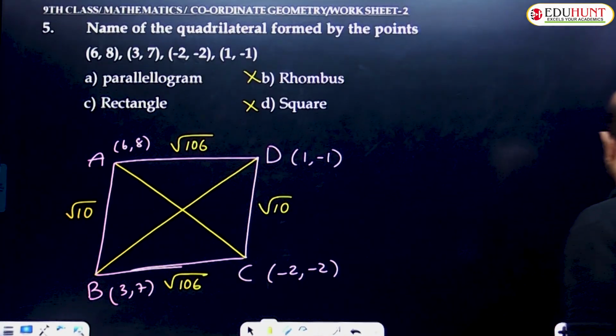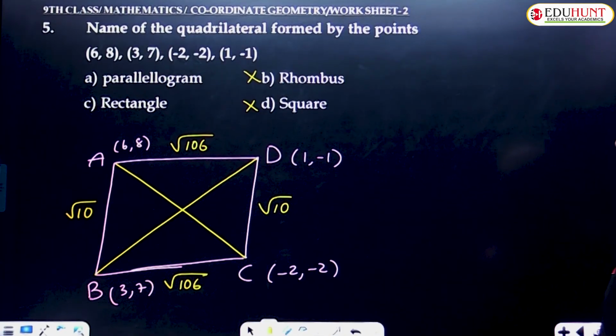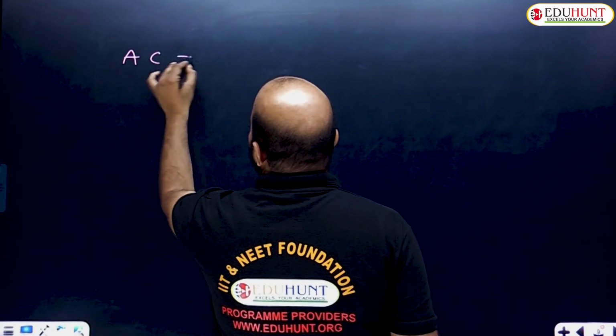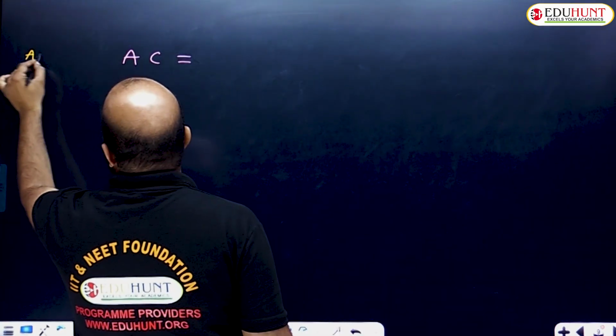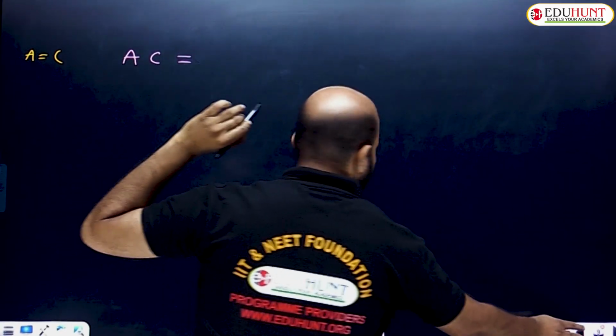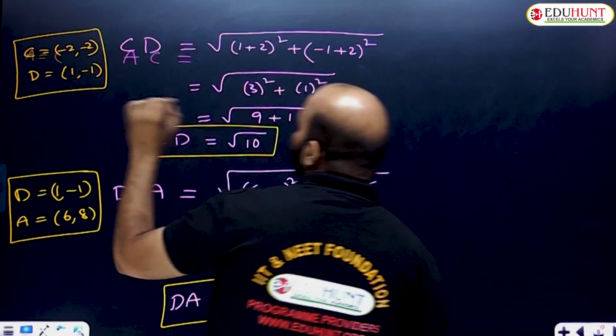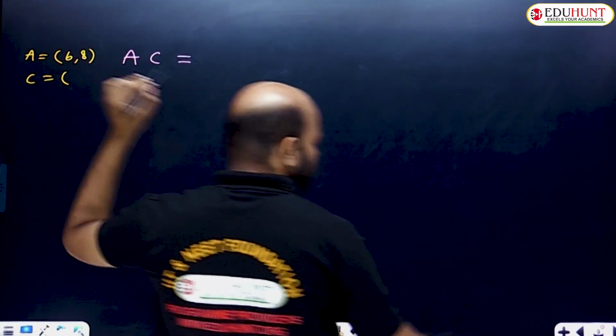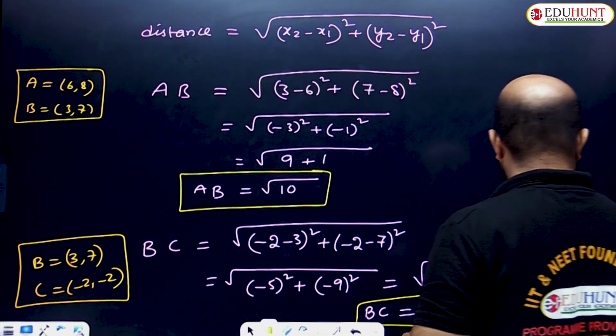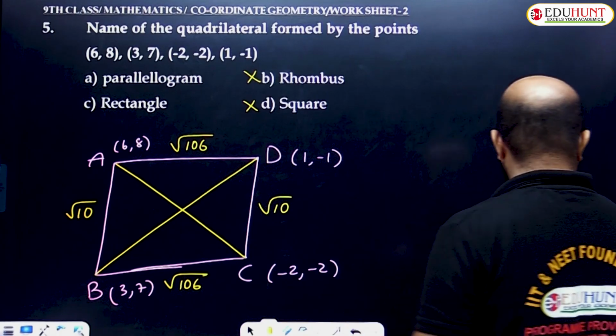So first, the AC distance. AC is a diagonal. What is the distance between AC? By using the distance formula with A coordinates and C coordinates. So AC equals, here what is given? A coordinates are 6 comma 8, and C coordinates are minus 2 comma minus 2. Am I clear? Minus 2 comma minus 2.